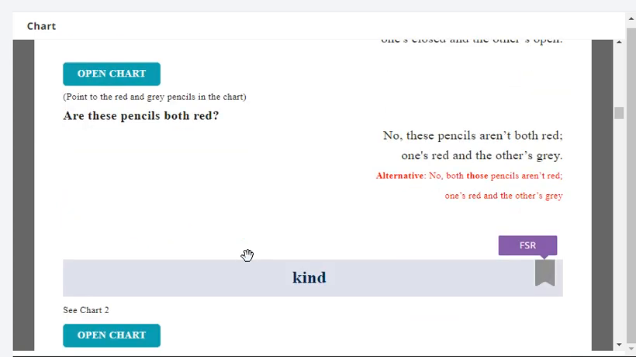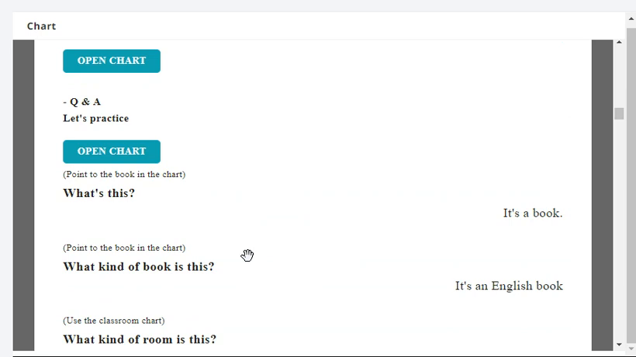Are these pencils both black? No, those pencils aren't both black. One's black and the other is yellow. Very good. Okay, next. What's this? It's a book. What kind of book is this? It's an English book. Very good.